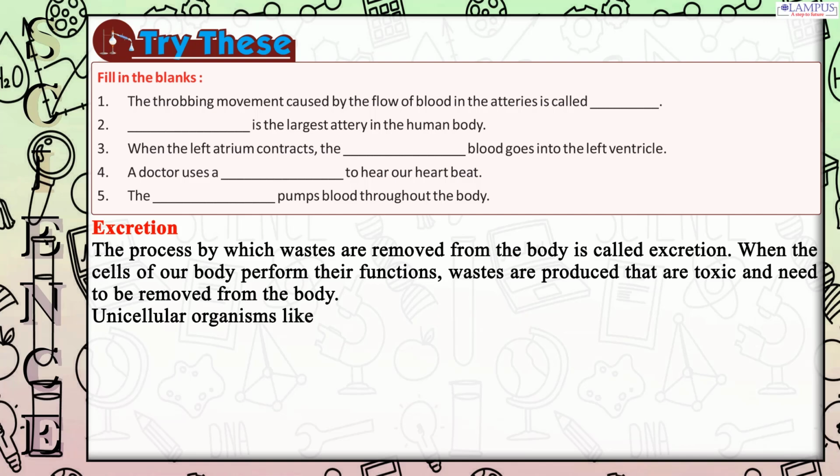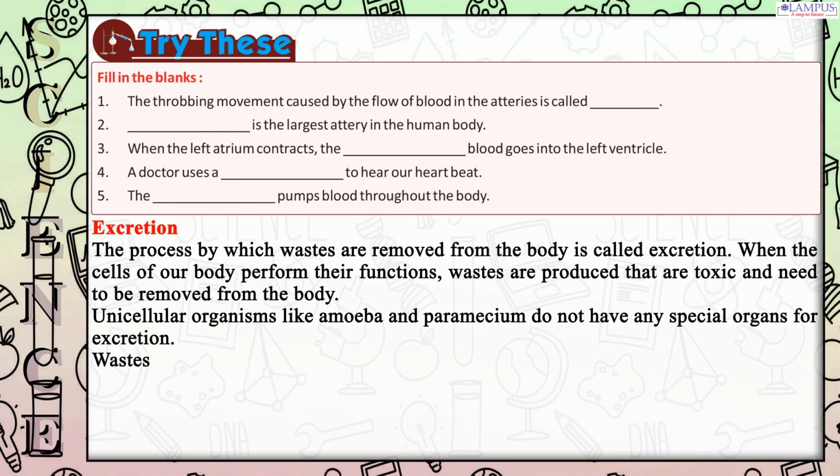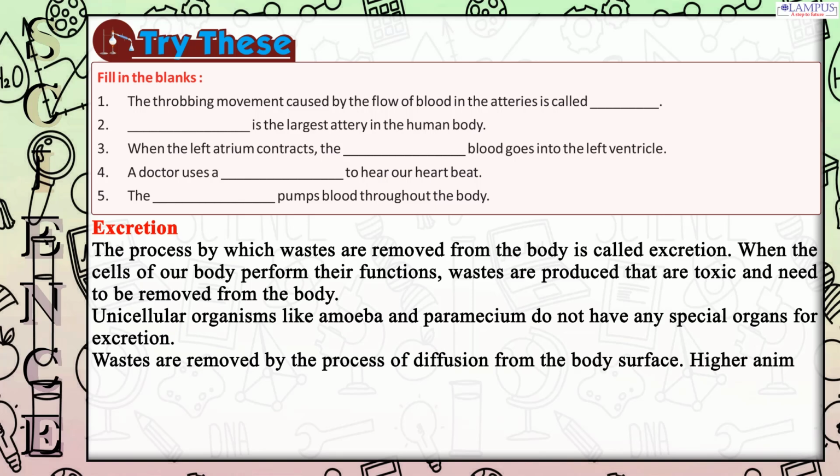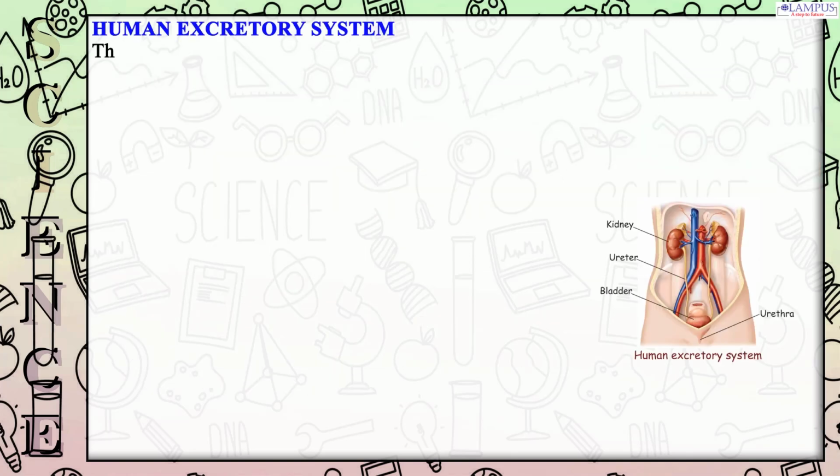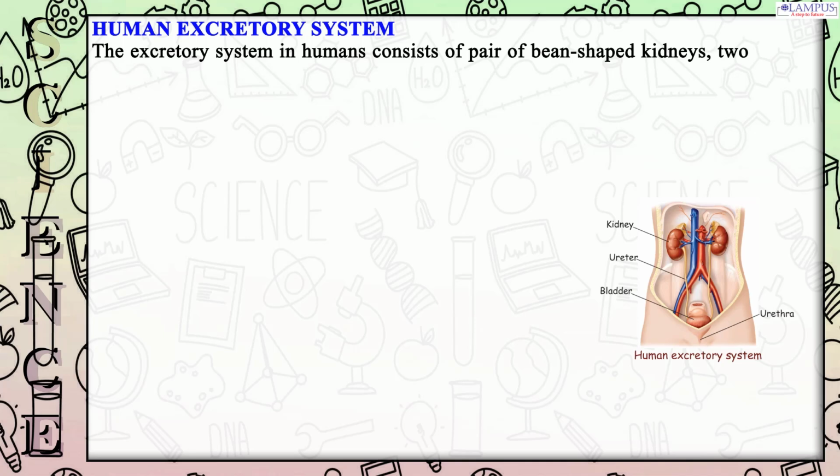Unicellular organisms like amoeba and paramecium do not have any special organs for excretion. Wastes are removed by the process of diffusion from the body surface. Higher animals have special organs for excretion. Human excretory system. The excretory system in humans consists of a pair of bean-shaped kidneys, 2 ureters, urinary bladder and urethra.